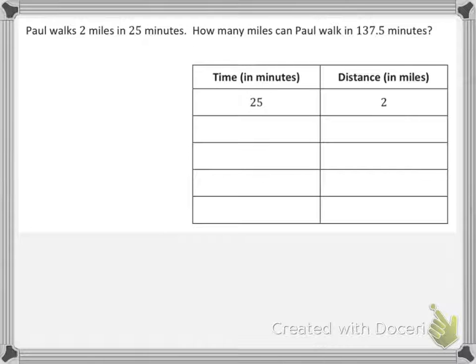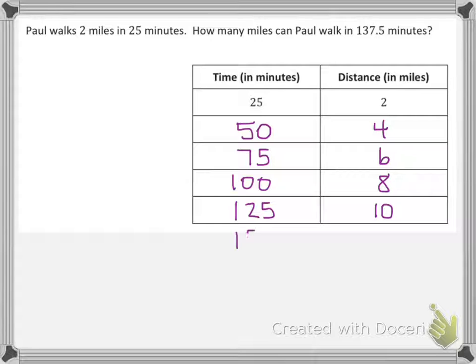Well, let's continue this pattern so we can see if we get to 137.5. Just double it, 25 to 50, 2 becomes 4. And then we're just going to keep adding 25. So in 75 minutes, he'll go 6 miles. In 100 minutes, he'll go 8 miles. And in 125 minutes, he will go 10 miles. You can see that we don't have a 137.5 in our minutes column. If I add 25 more, I would get to 150, so it's somewhere in between here. But we have to figure out how to make this happen.